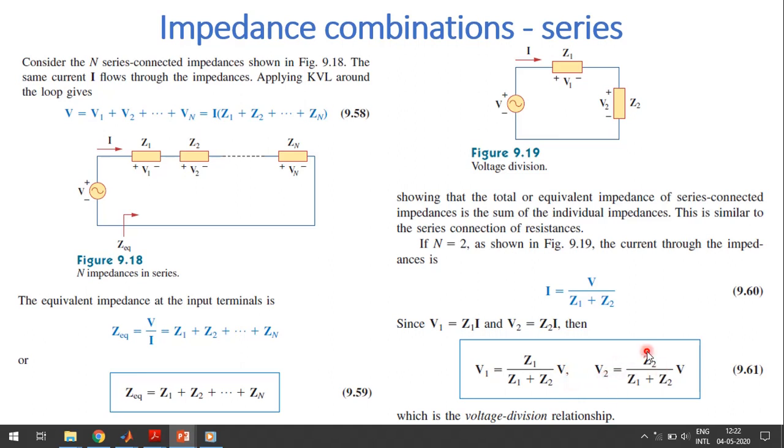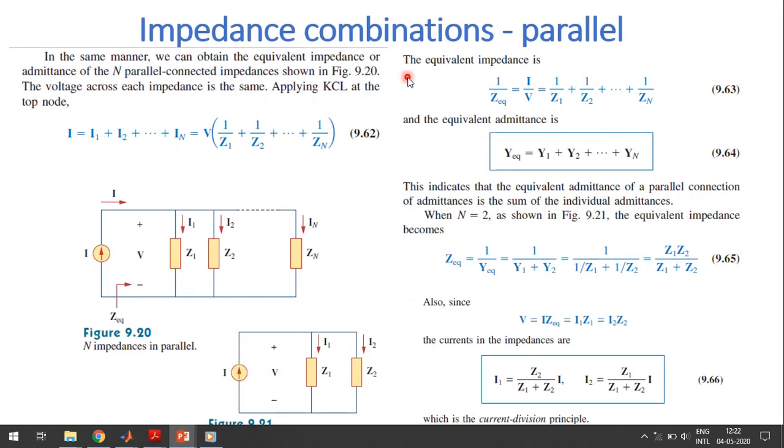V2 is equal to, again, Z2 into, instead of I, V by Z1 plus Z2. So this is the voltage division. So the voltage across an individual resistance is equal to the same impedance divided by the total impedance into the total voltage. So this is voltage division.